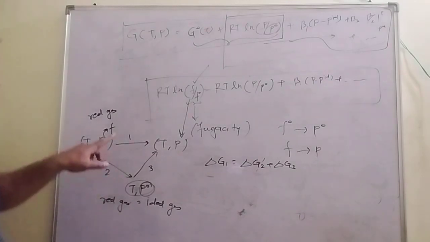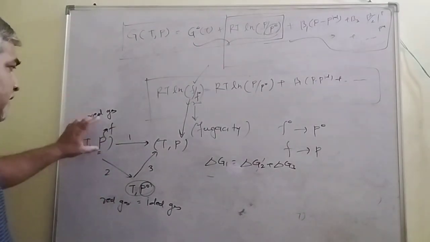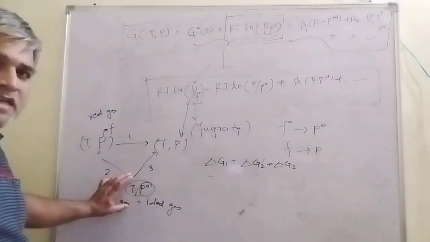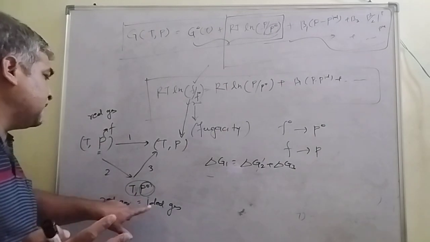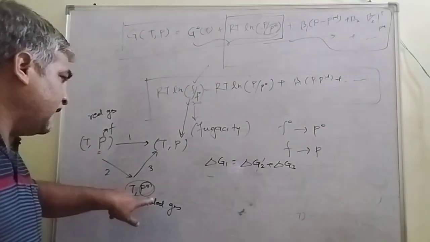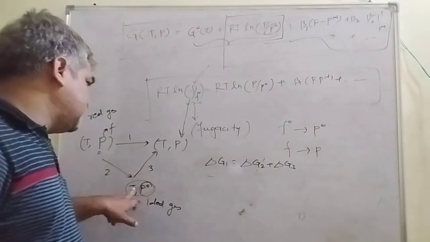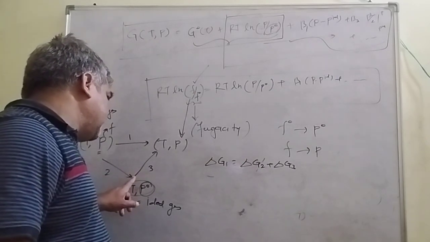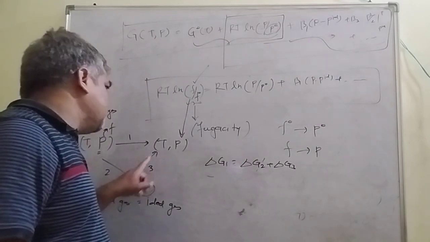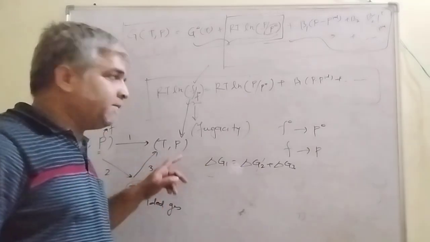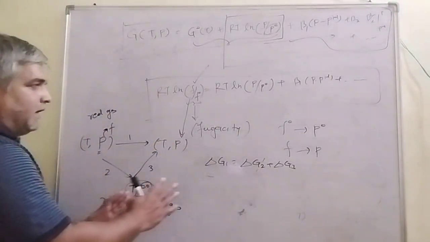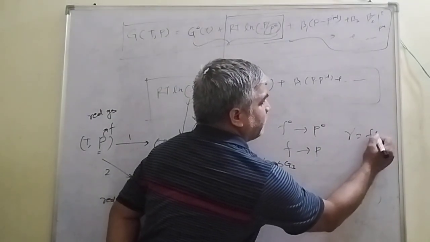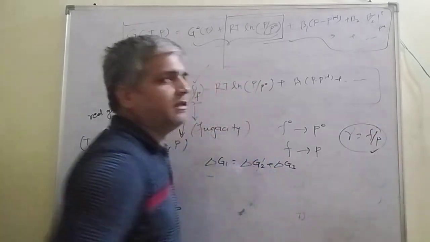If I move from real gas to ideal gas directly, or from real gas to the standard condition, that is T, P naught, where real gas and ideal gas behave in the same way, that is 1 atmosphere, and from there take the ideal gas from the standard condition to the real condition at a given temperature and pressure. With the help of this diagram I can estimate the fugacity coefficient, gamma equal to F by P. My aim is to estimate this only.